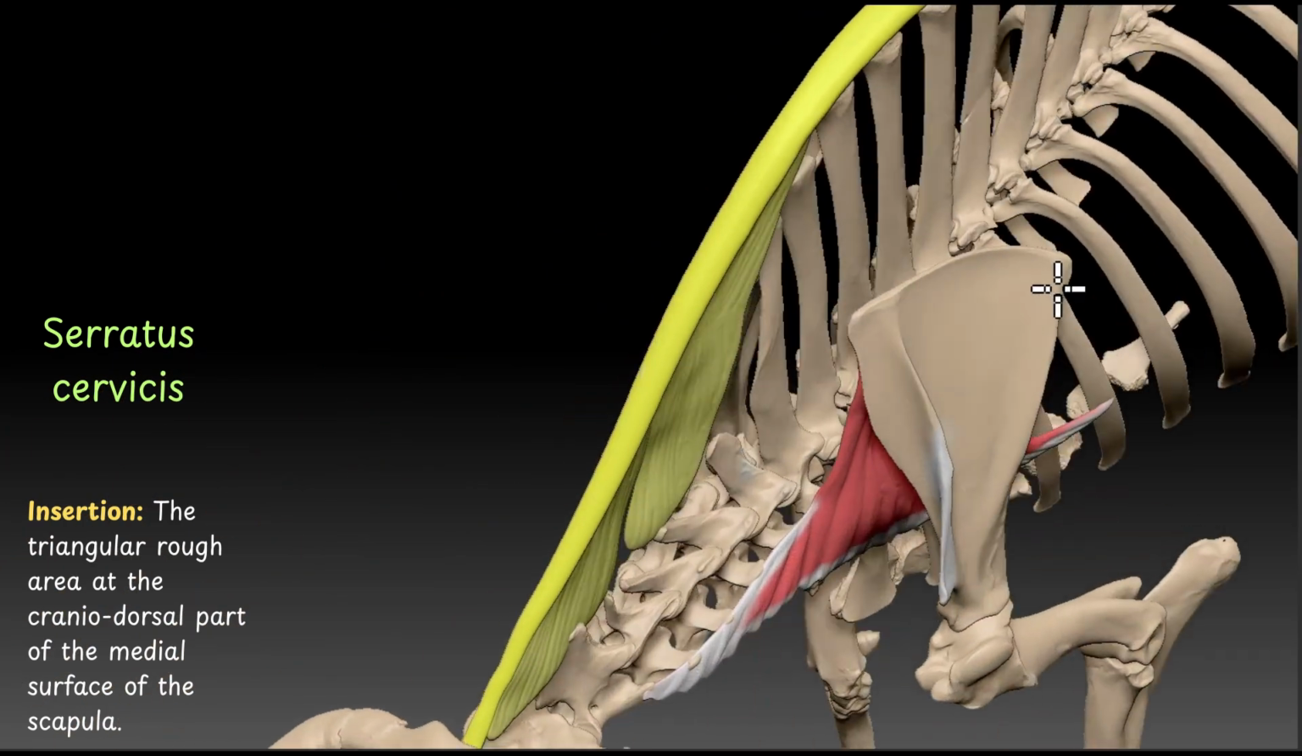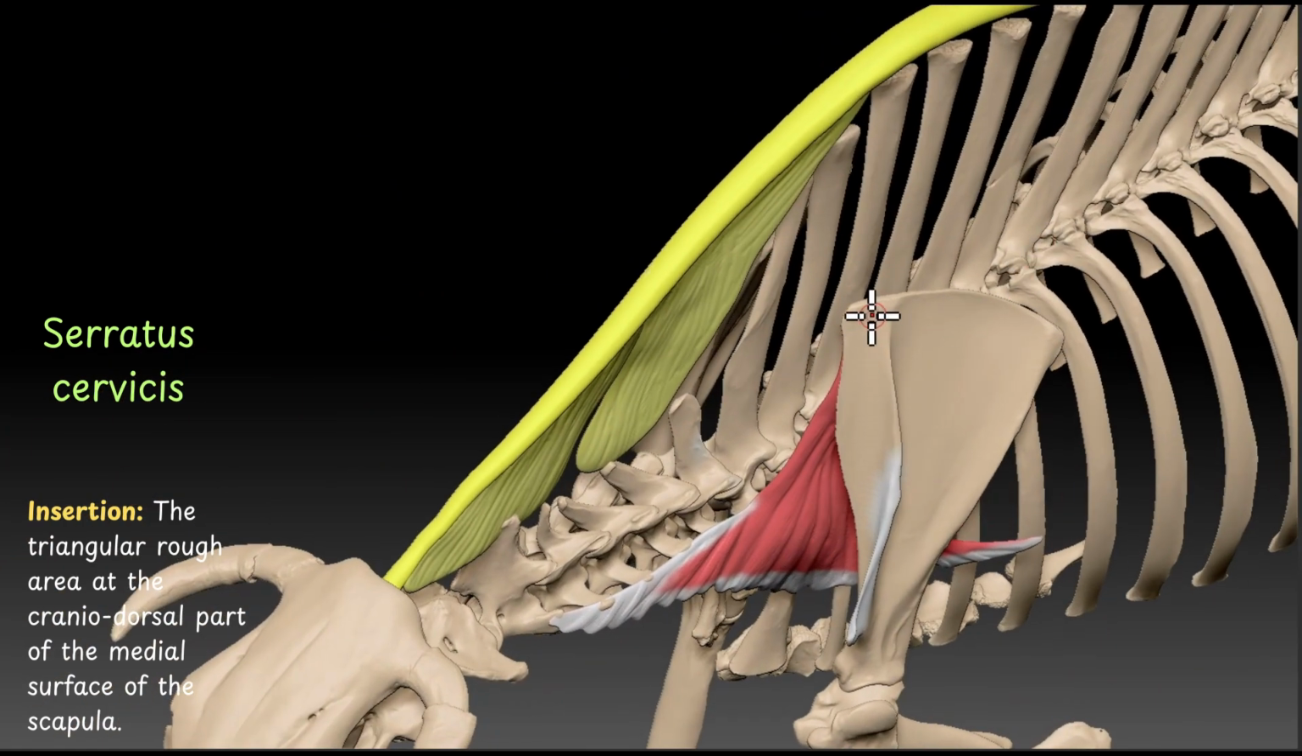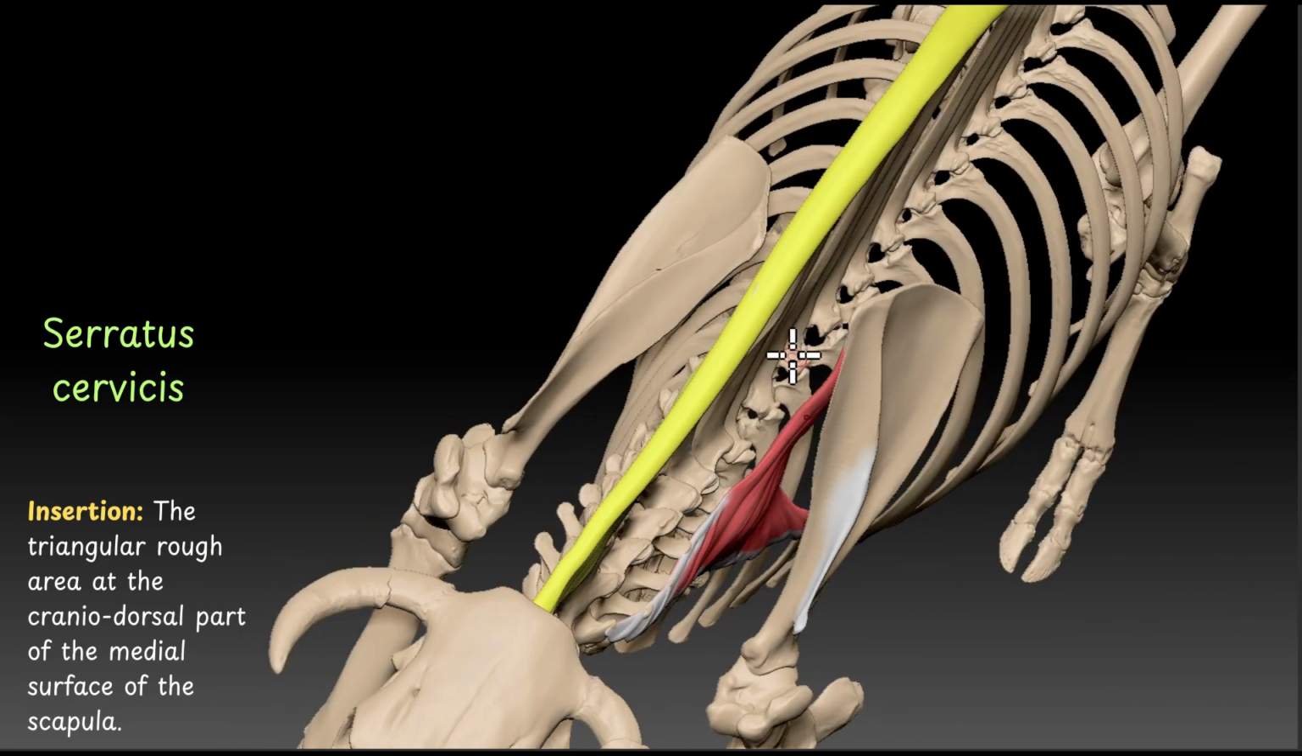The muscle inserts into a rough triangular area at the craniodorsal aspect of the medial surface of the scapula. This is the lateral side. On the medial side, at this region, the craniodorsal part, you will find a rough triangular area. Into that area, the muscle will insert.